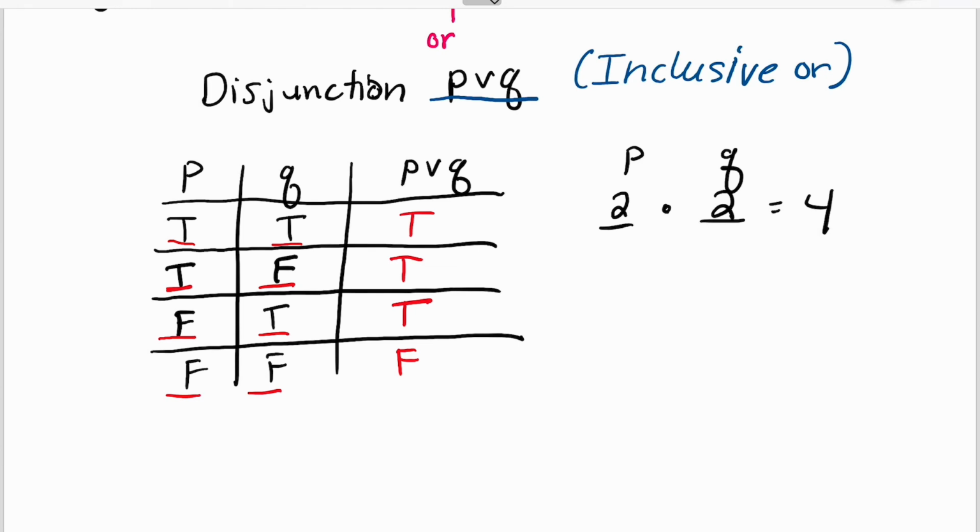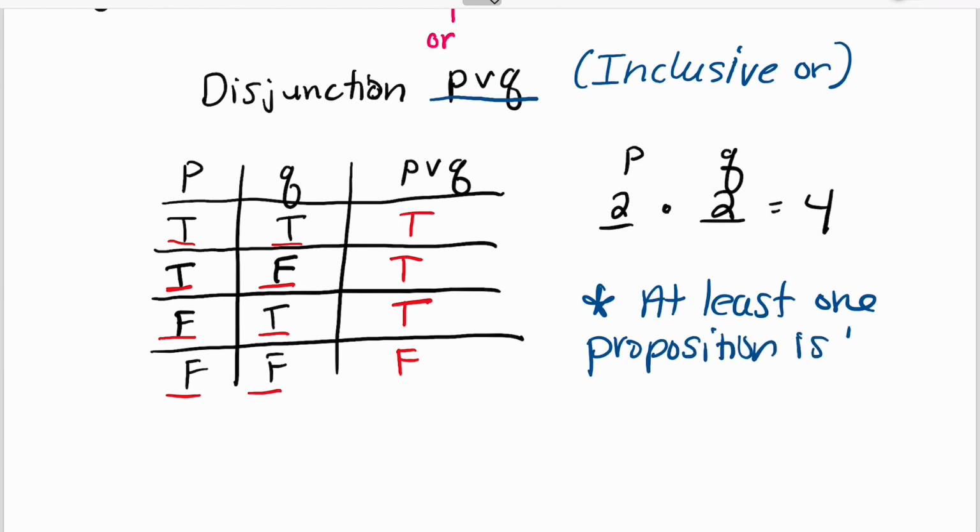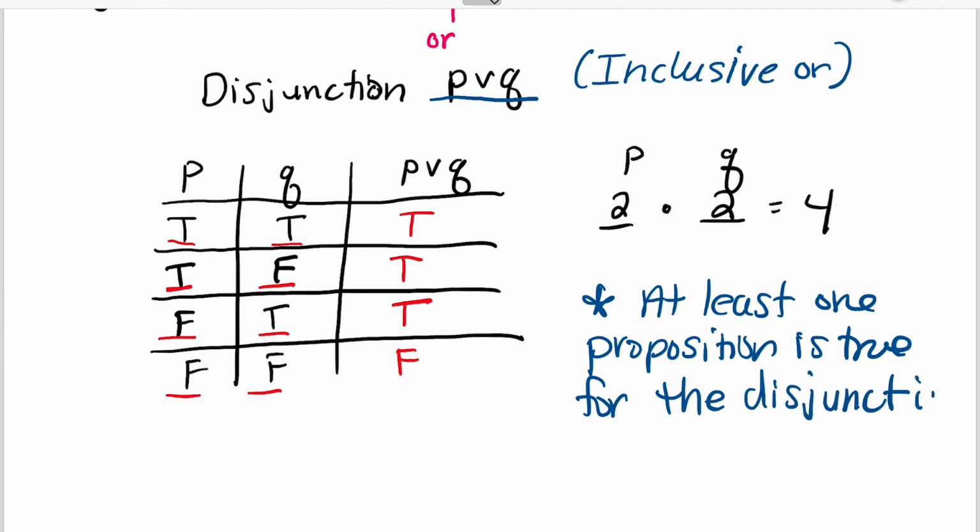Right now, what I want you to know with the inclusive or, I'm going to say at least one proposition is true for the disjunction to be true.